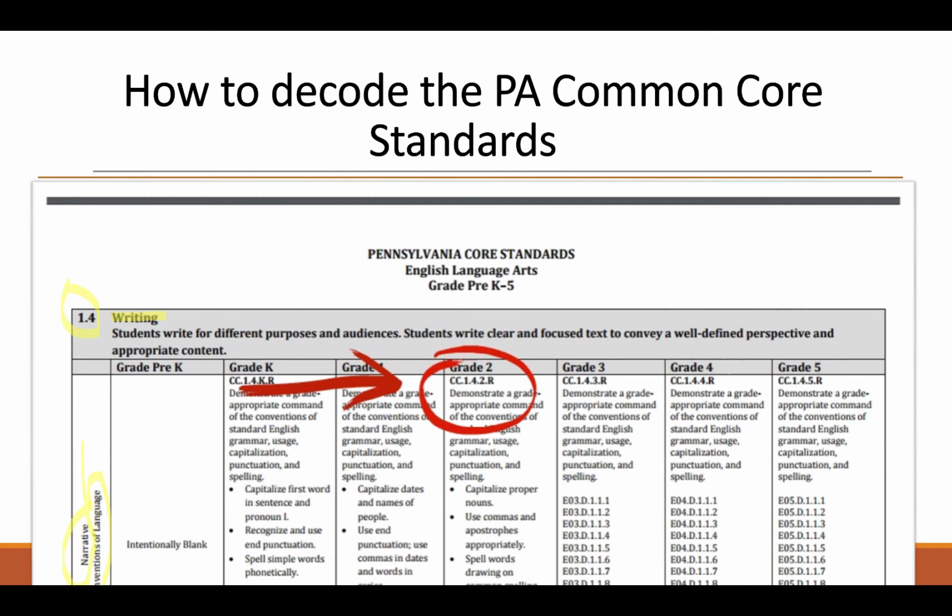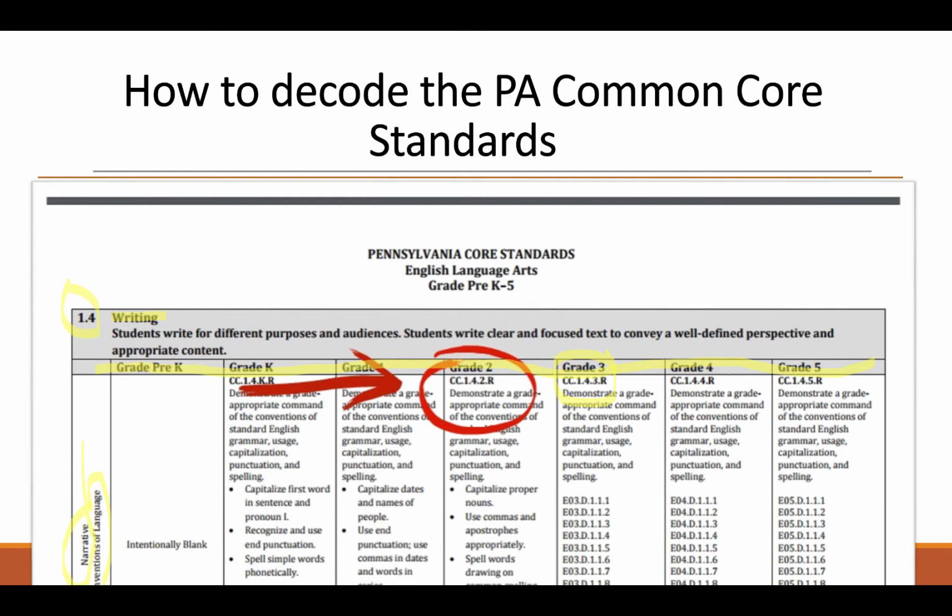This skinny row refers to the grade level. As I said before, these pages are grades pre-K through 5, and the second group of standards are grades 6 through 12. And as a matrix works, as you are on this standard page, if we look at grade 3 right here, we'll see that the third grade standard for narrative conventions of language is written here. Demonstrate a grade appropriate command of the conventions of standard English, grammar, usage, capitalization, punctuation, and spelling.